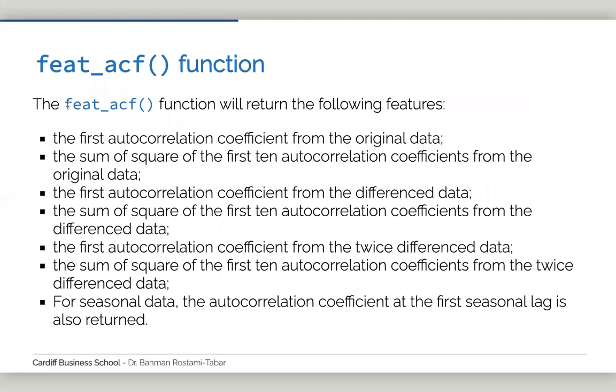The function to calculate the autocorrelation features is called fit_ACF, right? This function will return the following features: the first autocorrelation coefficient for the time series, the sum of squares of the first autocorrelation coefficients, the first autocorrelation coefficient from the differenced data and the sum of squares of this differenced time series, the first autocorrelation of the twice-differenced data and the sum of squares of that time series, which is differenced twice. And then for the seasonal data, the autocorrelation coefficient at the first seasonal lag.